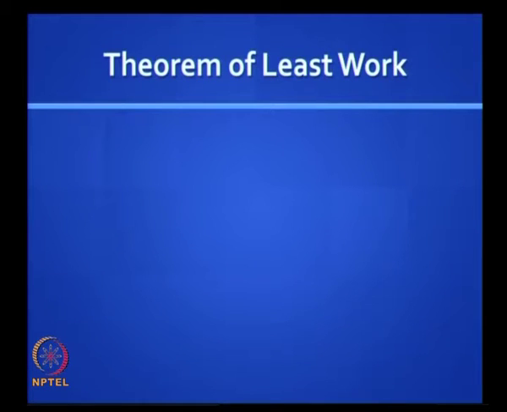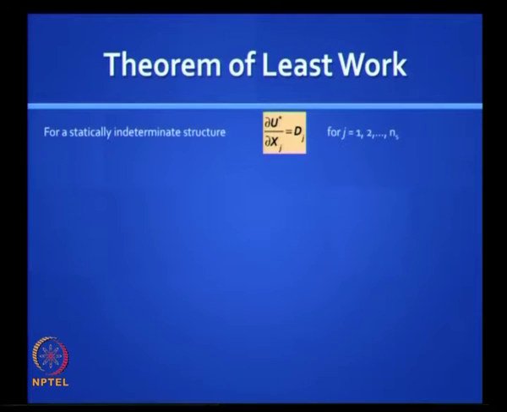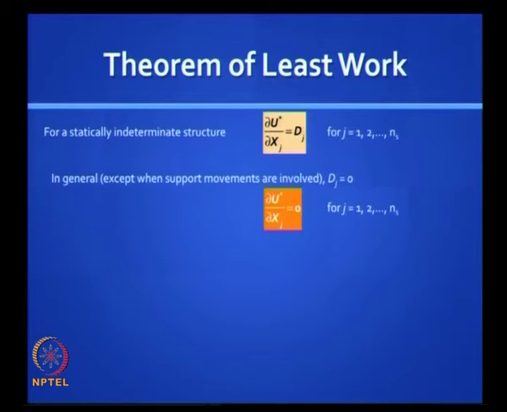We will end with this theorem of least work, which I have already explained. For a statically indeterminate structure, dou u star by dou xj is equal to dj. In general, except when support movements are involved, dj is 0. This is even true for internal indeterminacy. So you can give this an interpretation.